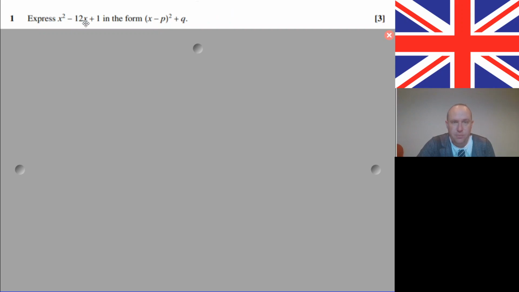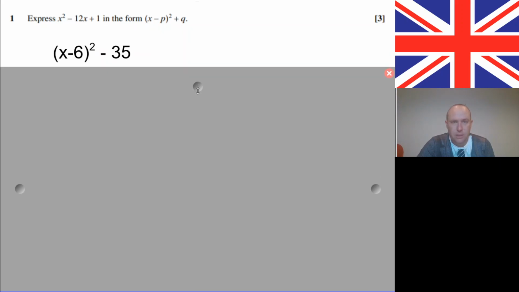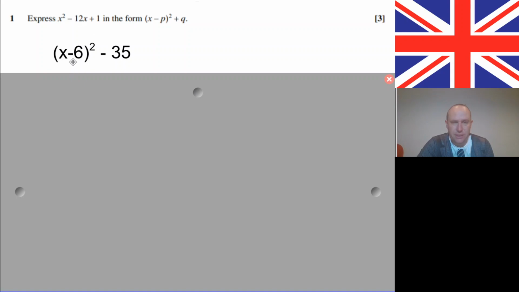Alright, question 1. Express this in this form here. We should recognize this as a completed square form. So to complete the square, we do half the coefficient of x. So half of -12 is -6. Now you can check by using FOIL on this one. You'll definitely get x squared, you'll definitely get -12x, and you're also going to get -6 squared, which is 36. Now I don't want 36 for this question. I want just 1. So if I do 36 take away 35, then I do get 1.